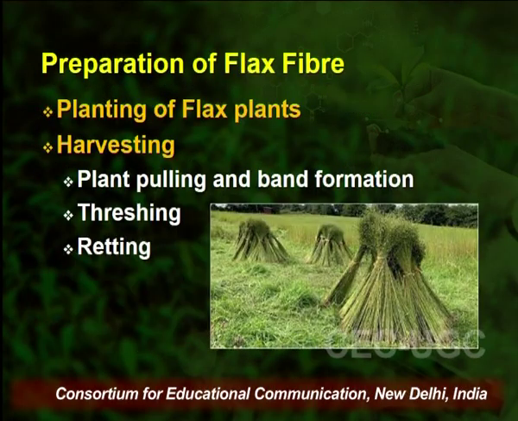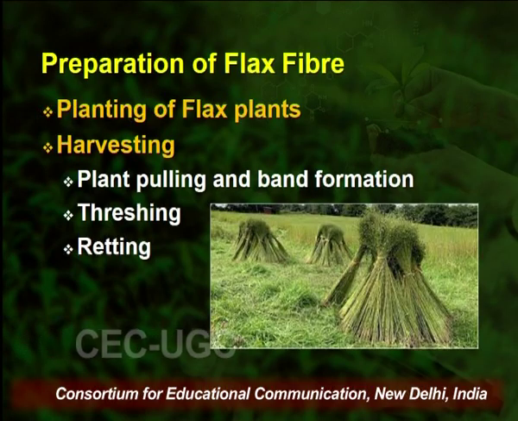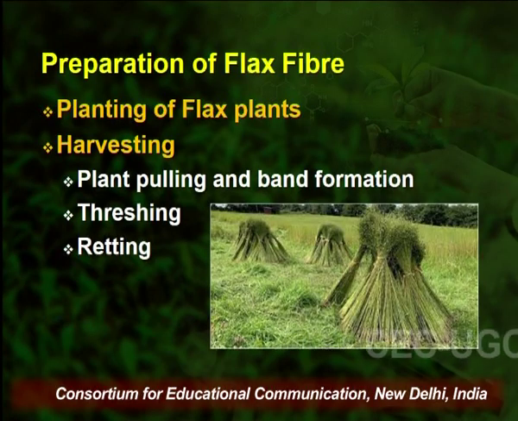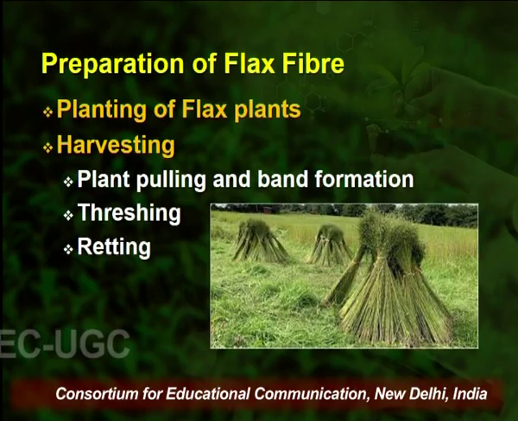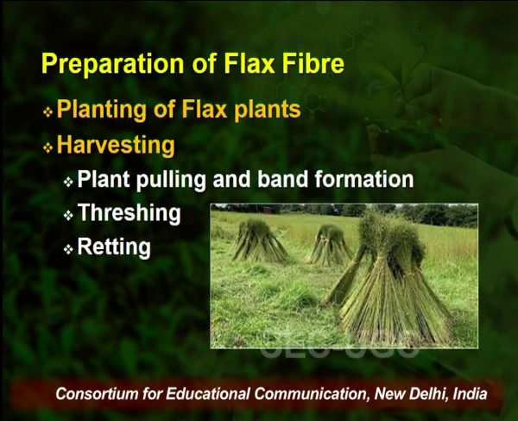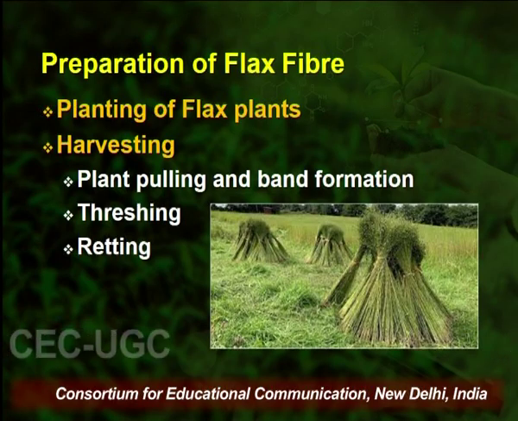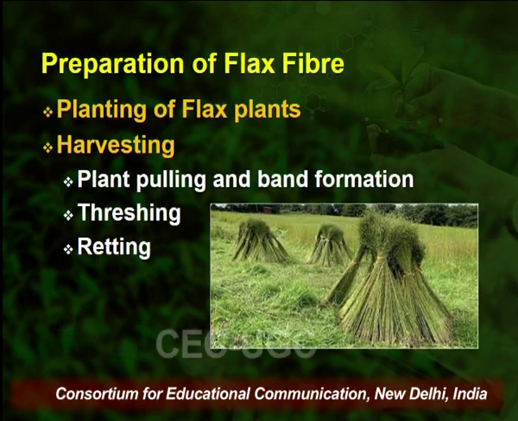Now if we look into the preparation of flax fibers, it has two major steps. First is the planting or the cultivation of flax plants, and second is the harvesting of those flax plants. And this harvesting is further divided into three major steps, wherein we first pull out the plant and form the bundles, then we subject those plants to threshing and eventually retting.